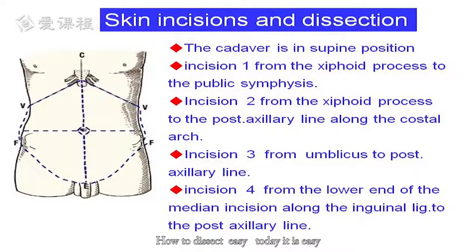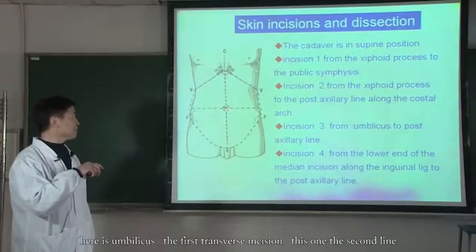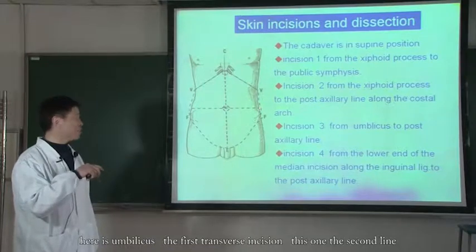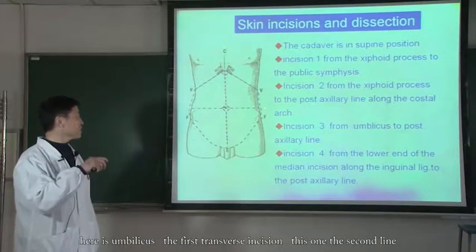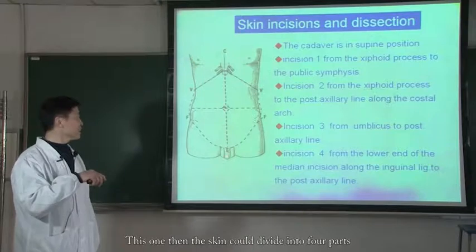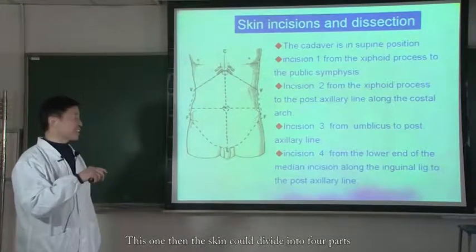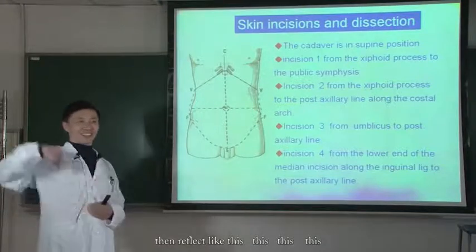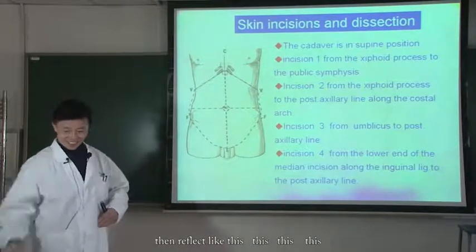How to dissect? Easy. Today is easy. Here is the umbilicus. The first transverse incision is one. The second one is one. Then the skin could be divided into four parts. Then reflect like this, this, this, this.